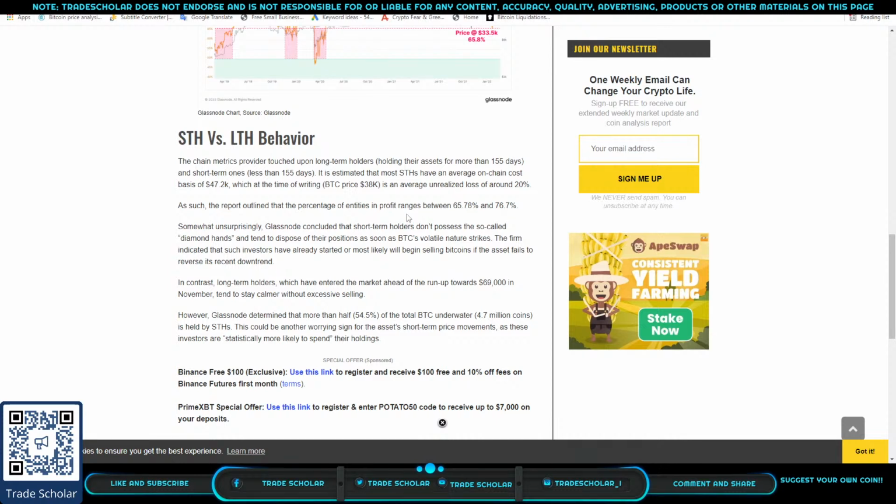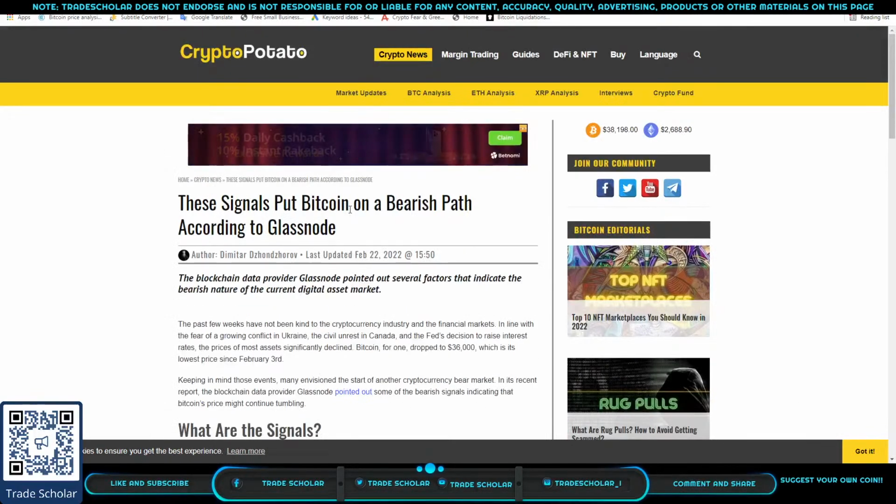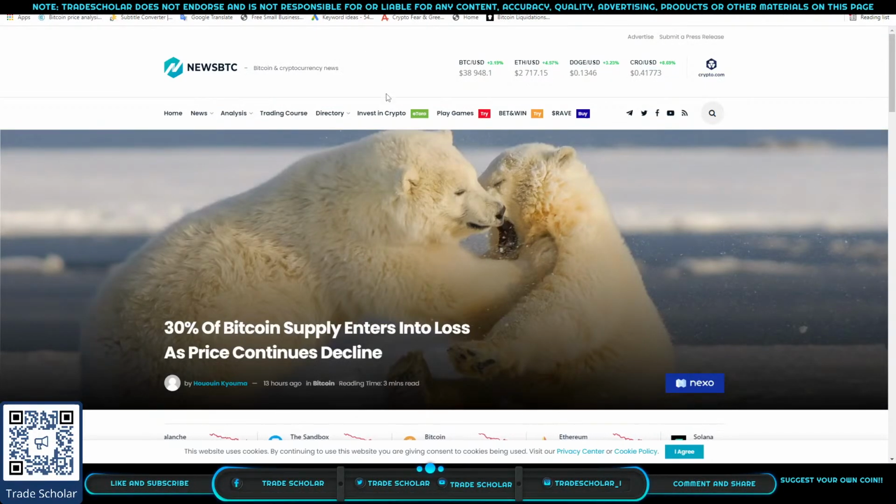Entries in profit range between 65. However, Glassnode determines that more than half of total BTC underwater, 4.7 million coins, is held by STH. This could be another worrying sign for the asset's short-term price movement, as these investors are statistically more likely to spend their holdings. So basically, there are holders that are statistically likely to spend. Just statistically, not yet. So if you want, sell the news.